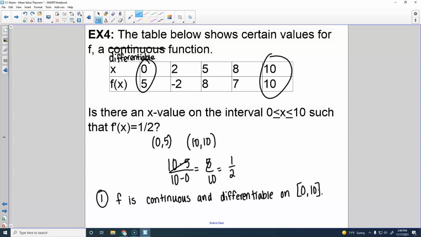It tells you that it's differentiable, which means it also has to be continuous. So I think you're okay just stating this right here. If I'm incorrect about that, then you would need to say, since f is differentiable, it is continuous. Therefore, f is continuous and differentiable on 0 to 10. But I don't think that would be required here.